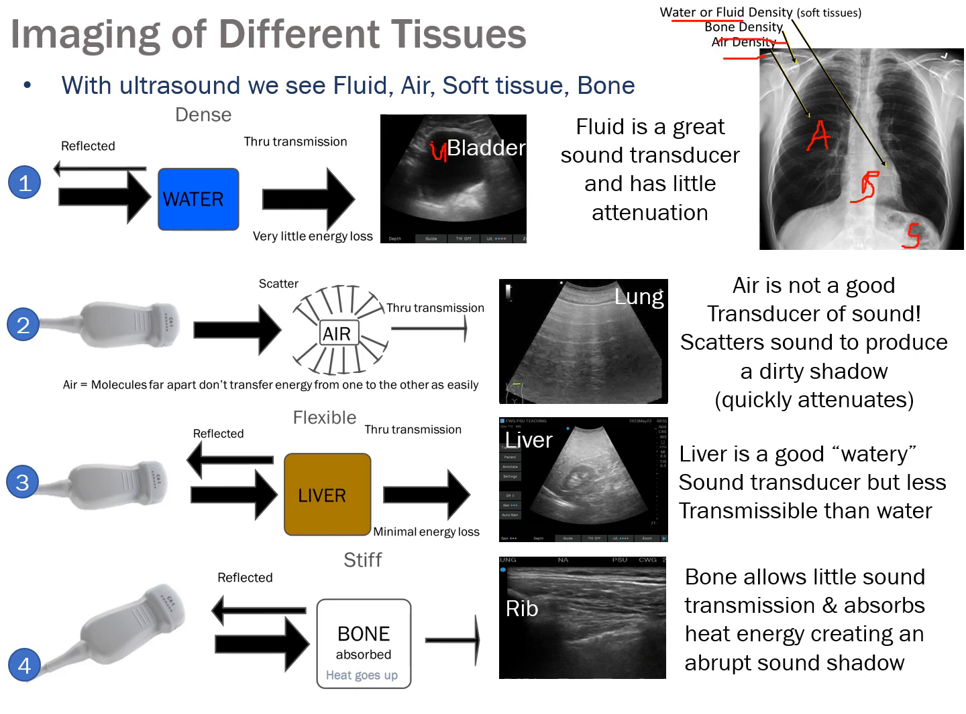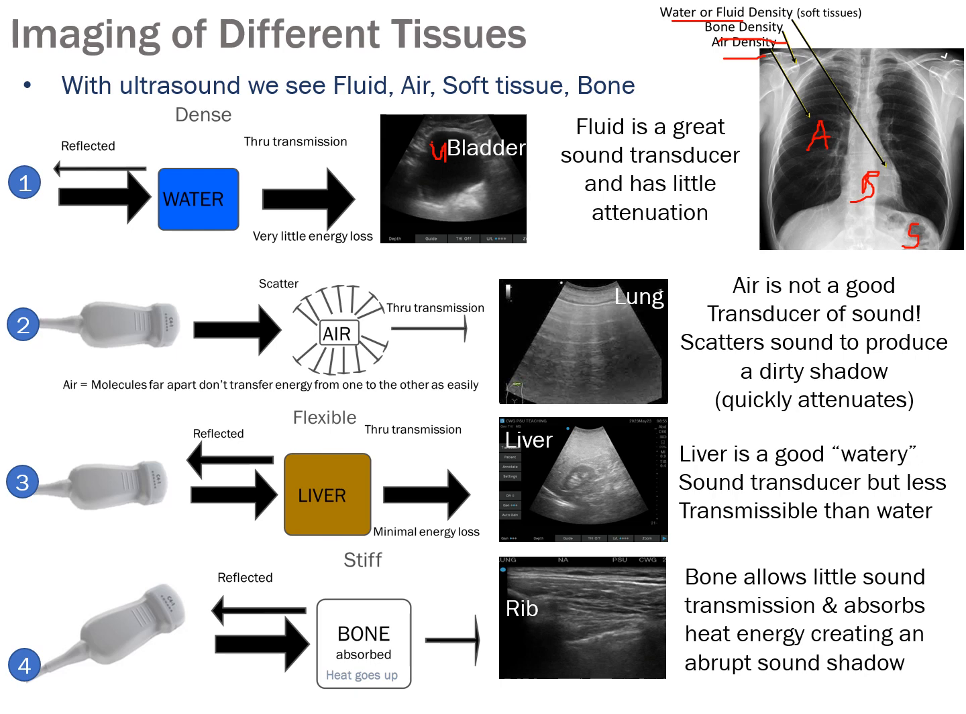We can see air in the lungs, which scatters sound and gives you this kind of grayscale artifact. Liver, which is kind of a watery substance, but it's got more parenchyma and cells in it than just water, so you start to see better echogenicity because it's both flexible and fluid filled with a lot of through transmission of the sound. So it's a little bit more grayscale.